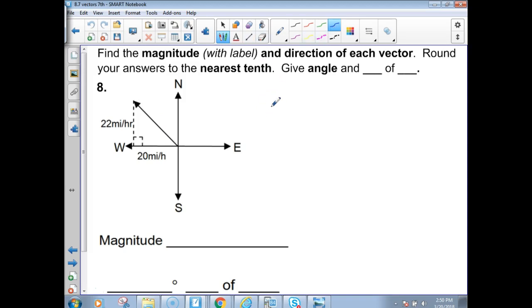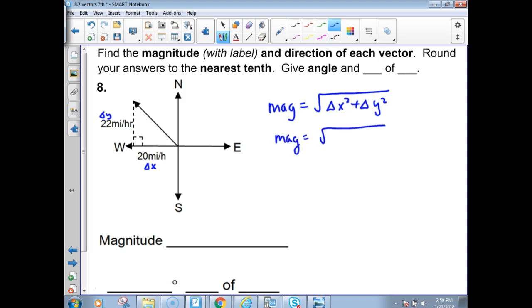We would take the square root of x squared. This is your change in x. This is your change in y. So the formula said change in x squared plus change in y squared. It's just a distance formula. So the magnitude for this one would equal 20 squared plus 22 squared.